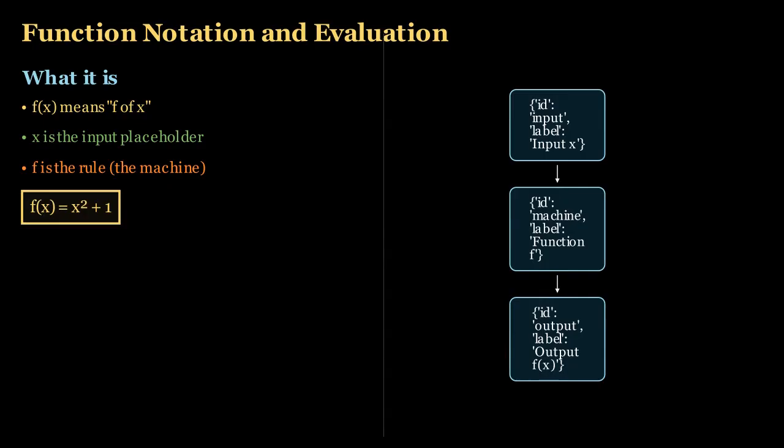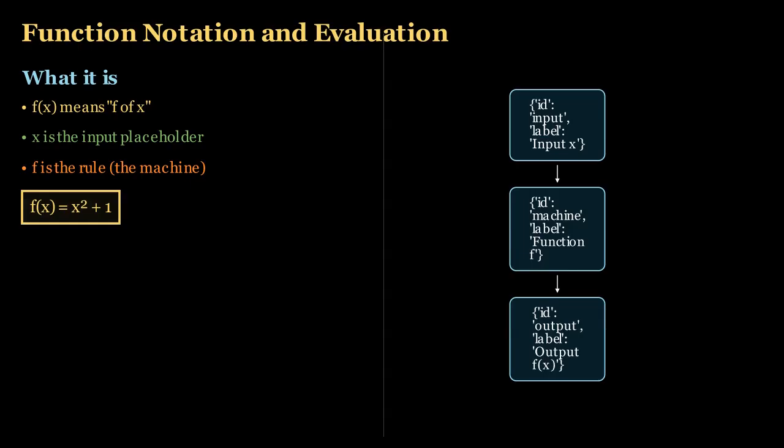The x inside the parentheses is the input placeholder. It says, whatever you put in here, that's what the rule will act on. So f of x is not f times x, it's the function f, applied to the input x. Think of the parentheses as the mouth of the machine, waiting to be fed.